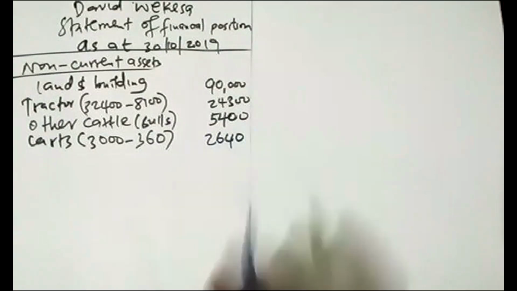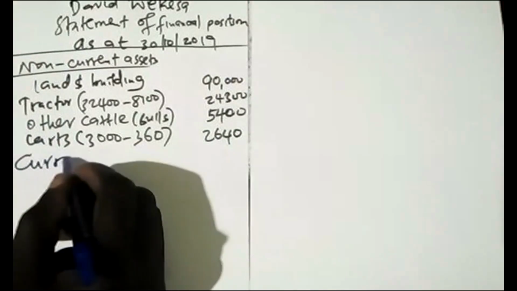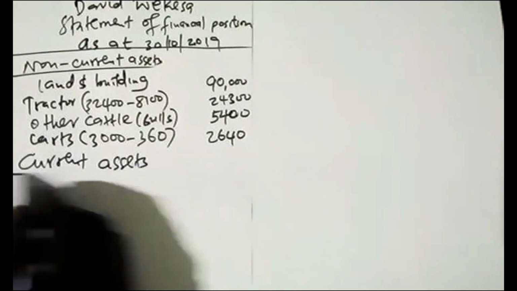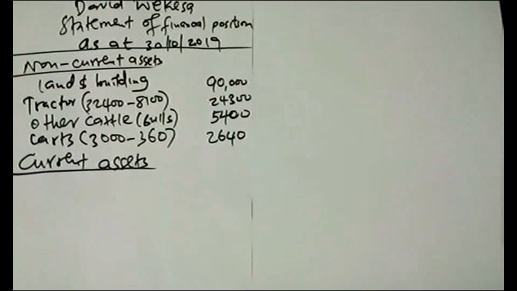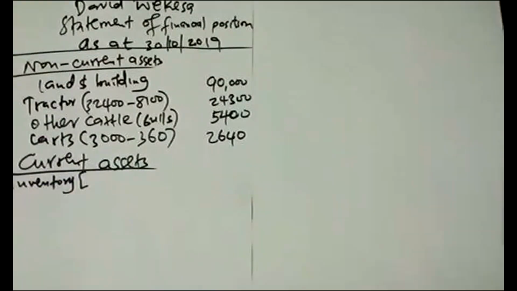2640. Then we go to the current assets. So for the current assets, inventory. Inventory, you take from additional information number 1. Remember we talk about closing inventory. The closing inventory.